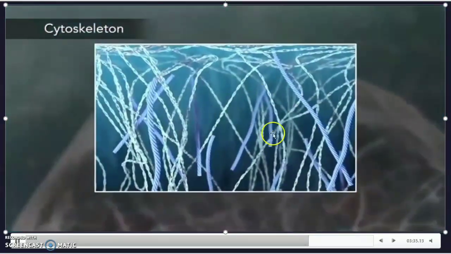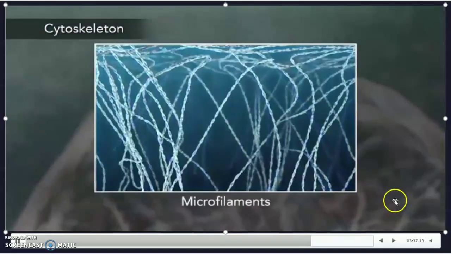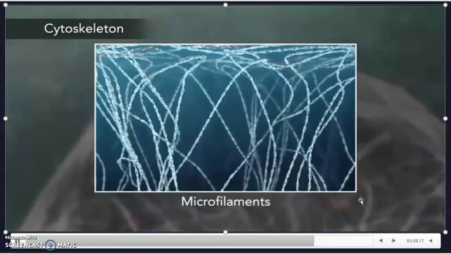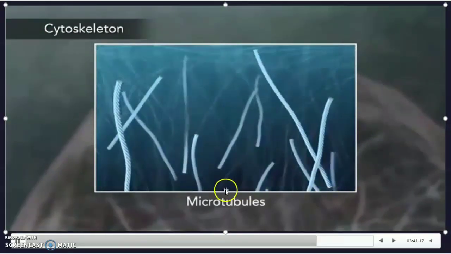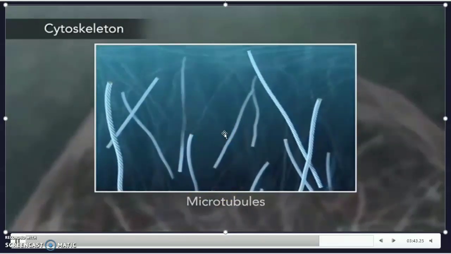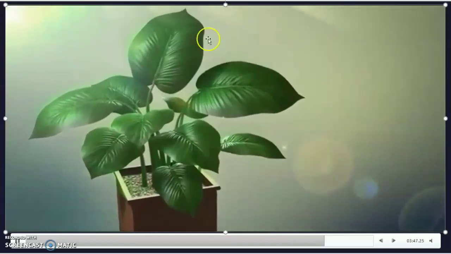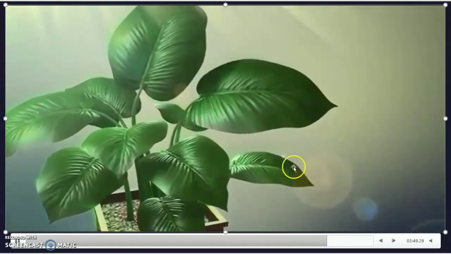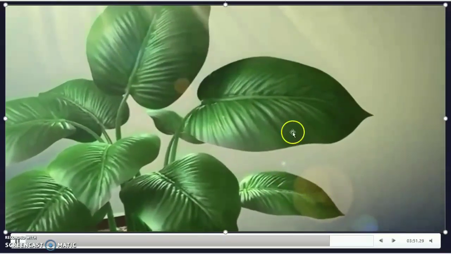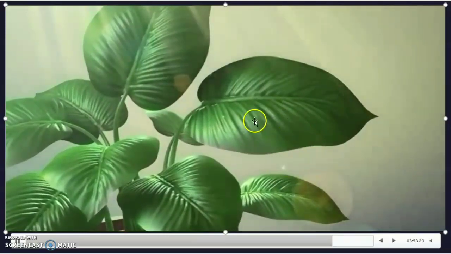If you see, this is the cytoskeleton present inside the cell. These are the microfilaments and microtubules. This cytoskeleton gives support to the cell and helps in giving a definite shape.